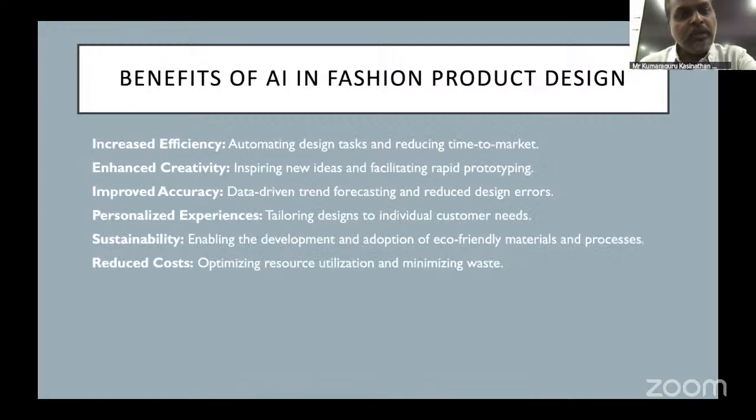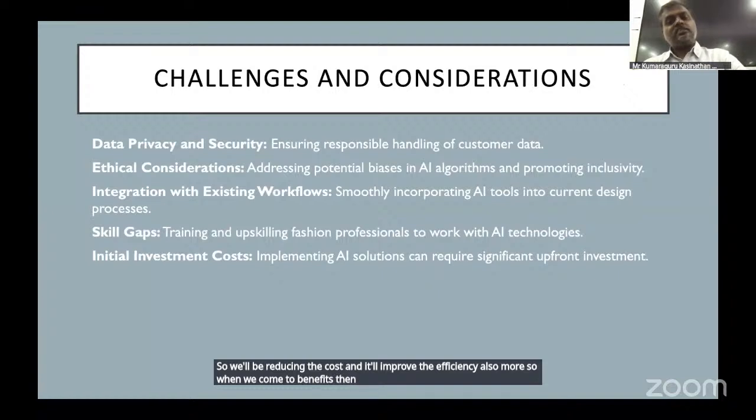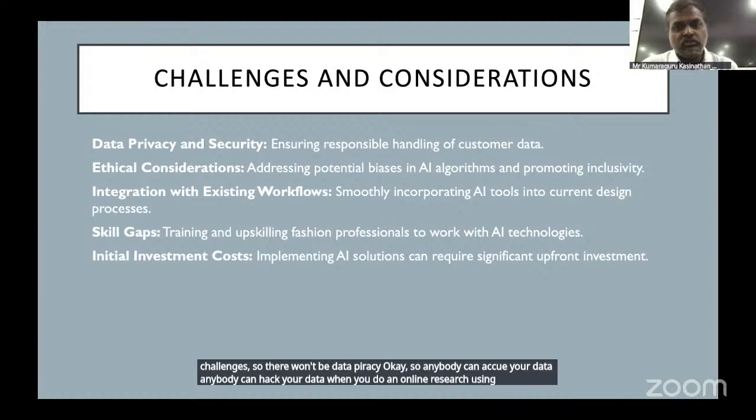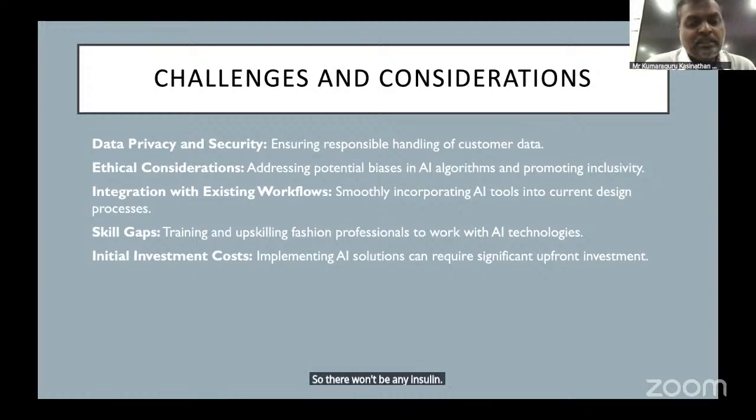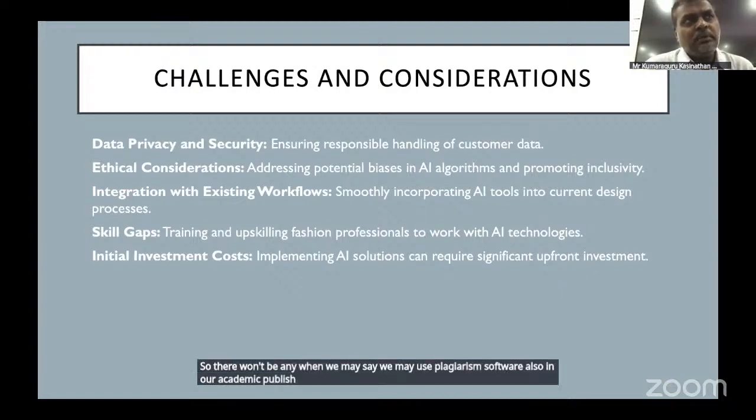When we come to benefits, we also need to understand the challenges. The challenge is data piracy. Anybody can acquire or hack your data when you do online research using any AI tool and software. We may use plagiarism software in our academic publishing and all. But in academic publishing also, people use various AI tools to convert our text into something new, looking like a new article or new research they have done.